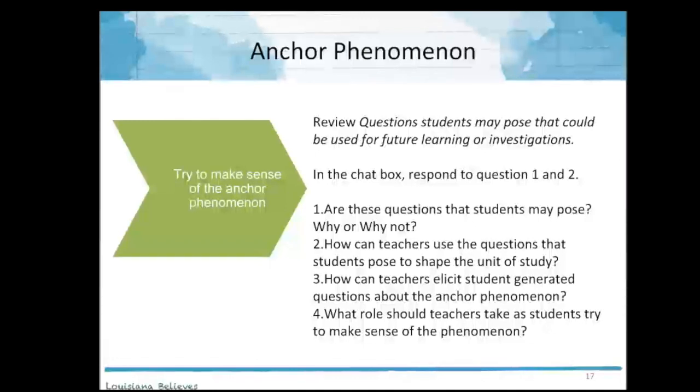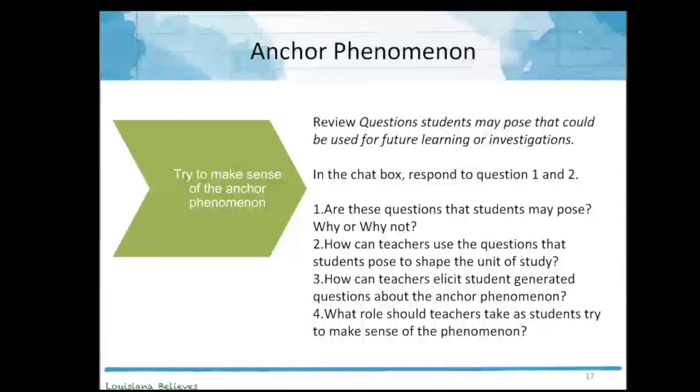So I want to read some of your responses out loud to help guide our discussion surrounding how these questions can be used to shape a unit of study. So Crystalline specifically states that some of these questions may be posed depending on how exposed students have been to this phenomenon. The questions may be more surface, but lead to the same information. Teachers can use these questions to ensure that the depth of the standard is covered. Teachers should plan for these questions to guide student inquiry.